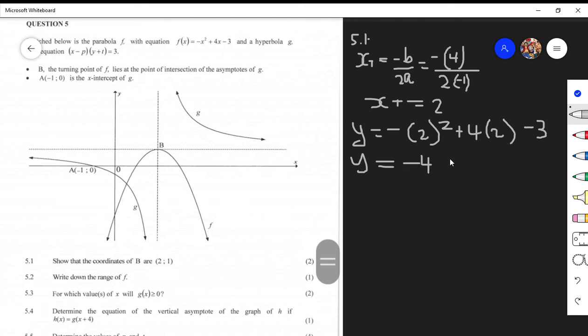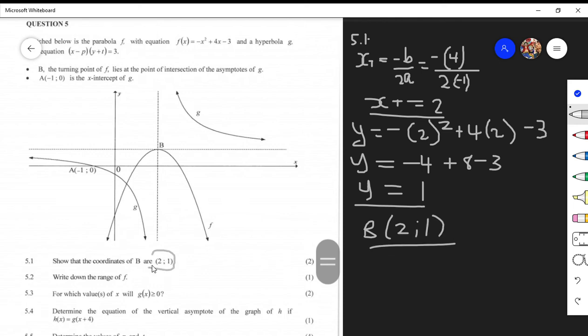Plus that's going to be 8 because 4 times 2 is 8, minus 3. So we know our y value is equal to negative 4 plus 8, which is positive 4. Positive 4 minus 3 is positive 1. So now we have our x value, we have our y value, and we have B as 2 and 1, which is what the question asked us to prove.